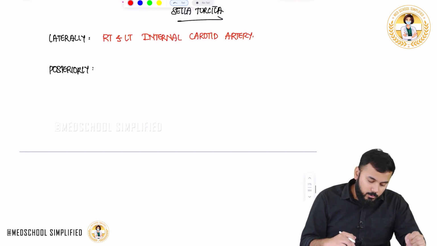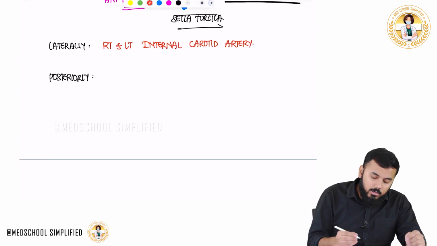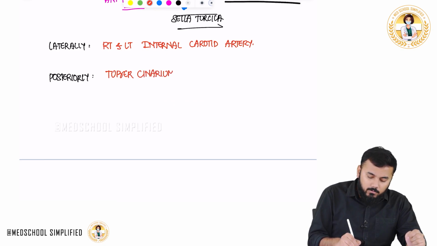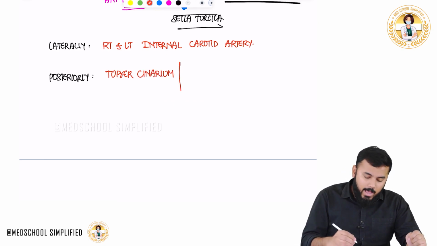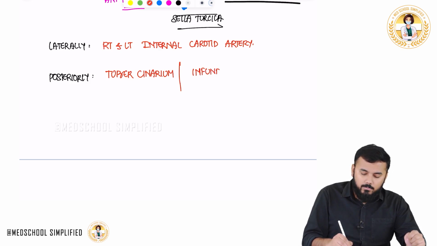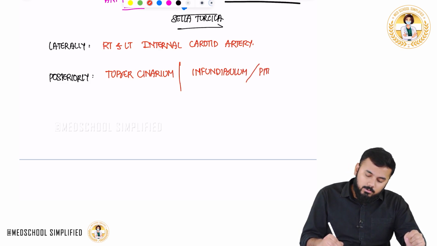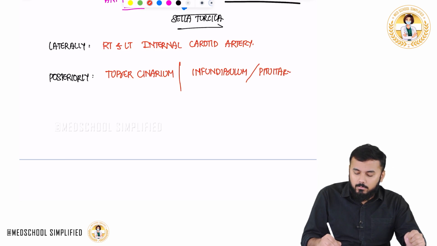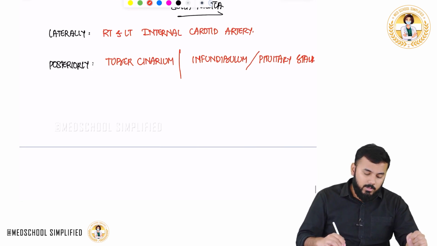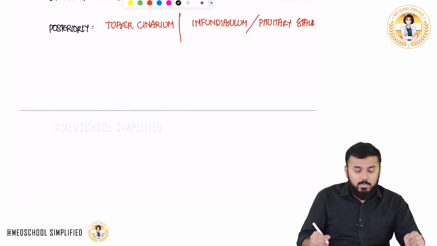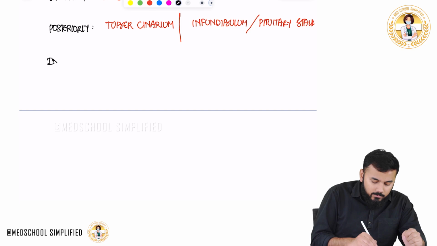Okay. So posteriorly, what do you have got? One is tuber cinereum, and the next important thing you have got is the infundibulum. Infundibulum, or what is the other name? That is the pituitary stalk. Pituitary stalk or infundibulum. Next, after the posterior is done, next inferiorly what do we have?